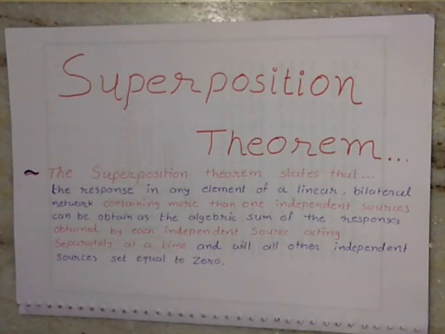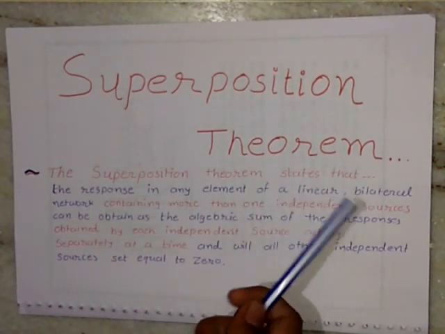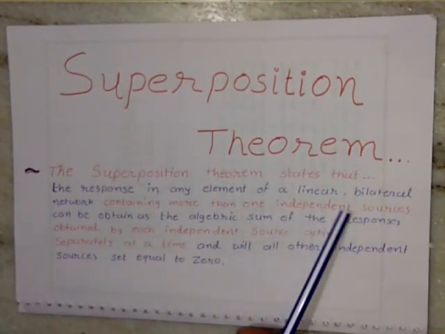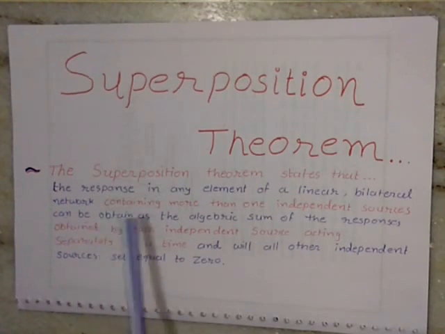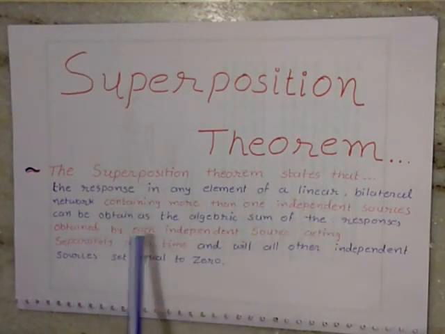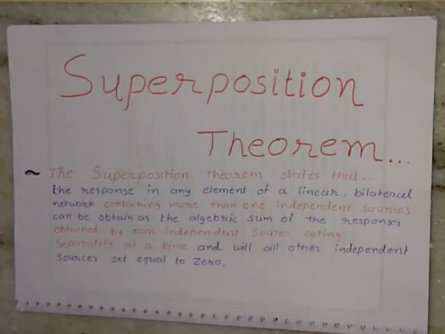The superposition theorem states that the response in any element of a linear or bilateral network containing more than one independent source can be obtained as the algebraic sum of responses obtained by each independent source acting separately at a time, with all other independent sources set equal to 0.